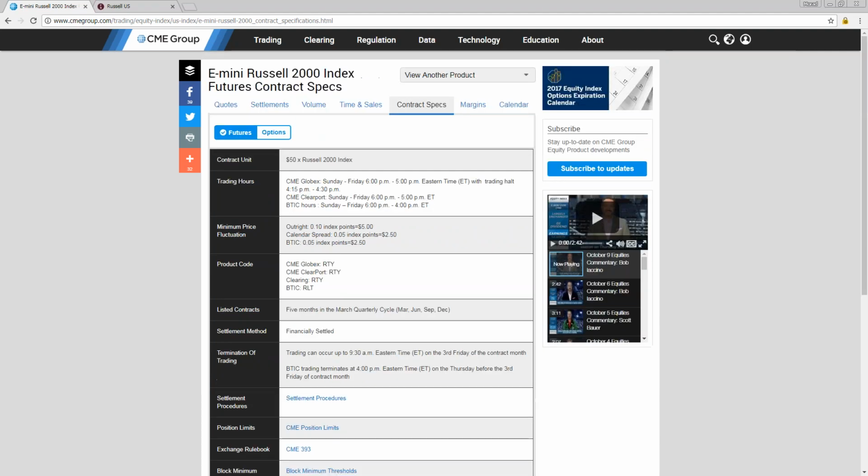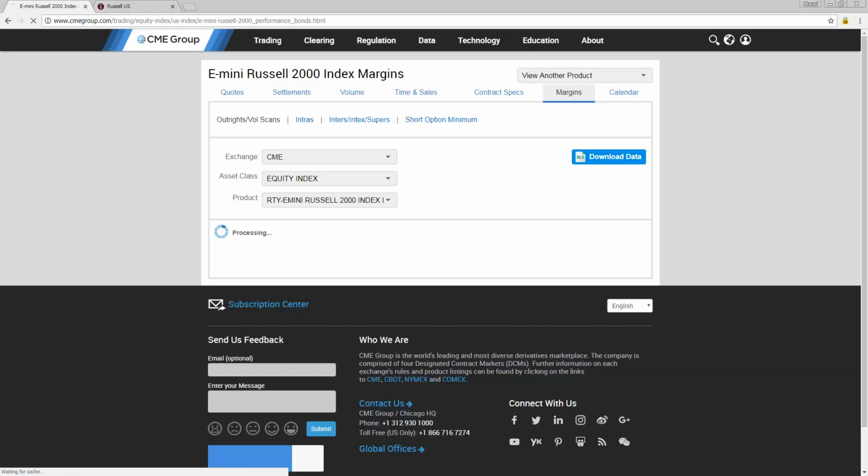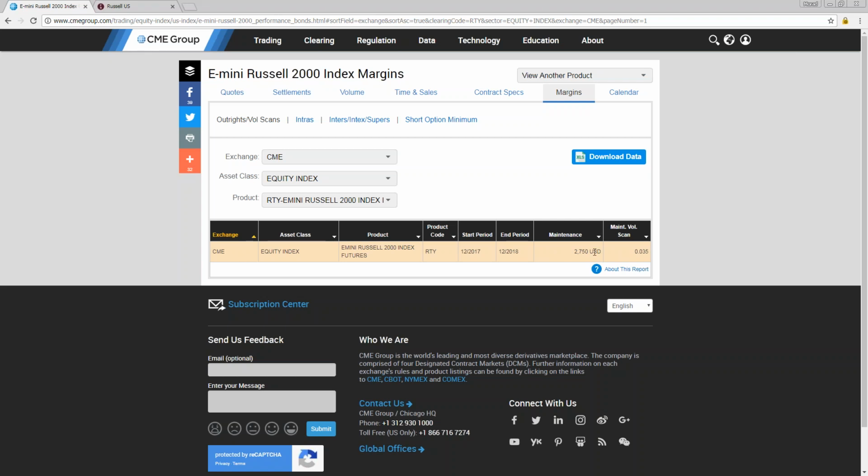You can find the margins in here. You click on margins, and you could see that the maintenance margin for the Russell is 27.50. If the maintenance margin is 27.50, then the initial margin, the maintenance margin represents 90% of the initial. If you're initiating the position on a given day, then you have to have initial margin before the end of the session. Now, that gives you the contract specs for the futures contract.